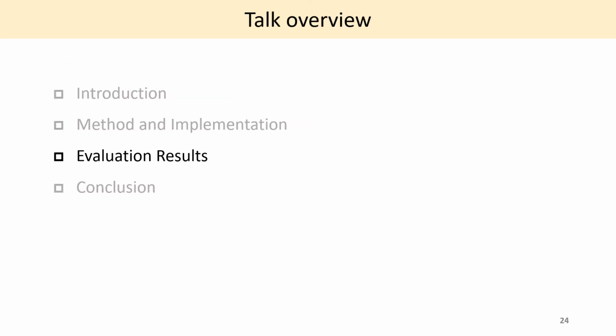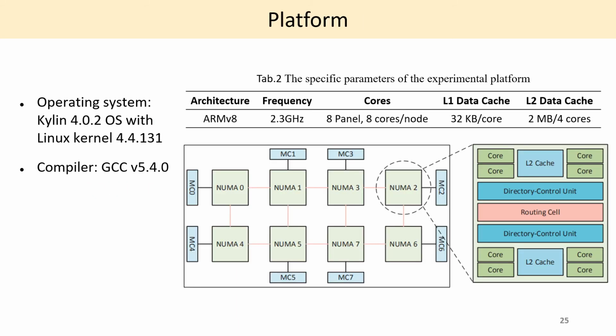Okay, now we move to the part of evaluation results. Experiments. The specific parameters of the experimental platform are shown in Table 2. The operating system is Kylin with a Linux kernel, and GCC was used as the default compiler. This figure shows the architecture of our platform.